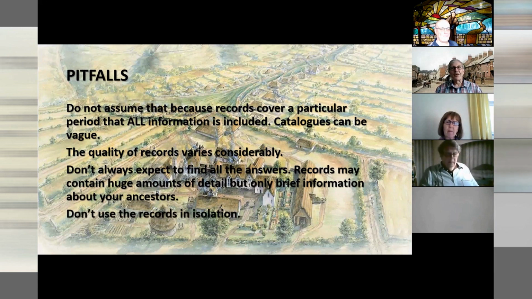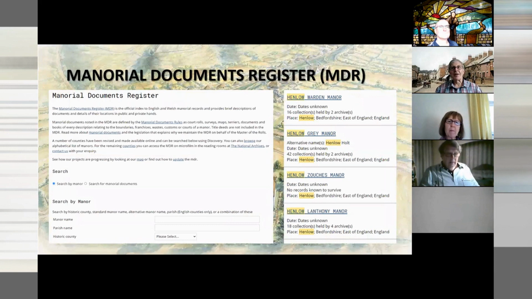But to be able to use them, you've got to use something called the Manorial Documents Register. And this sits in the National Archives in the Discovery. If you go onto the National Archives, type in Manorial Documents Register in the search field, it will come up, gives you some information about how to use it, asks you to put in either the name of the manor if you know it, or the parish, historic county, and then it will come up with the manors covering that particular area.